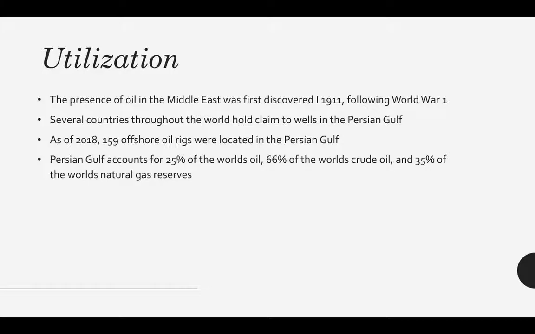Okay, so oil was first discovered in the Middle East following World War One. Throughout time, many different countries have had claim to this oil, including the countries that it actively surrounds, but also other nations such as the United States and also European countries, namely Britain. And so after this discovery, it became a lot more utilized and developed. As of 2018, 159 offshore oil rigs are located in the Persian Gulf. And the reservoir itself accounts for 25% of the world's oil, 66% of the world's crude oil, and 35% of the world's natural gas reserves.